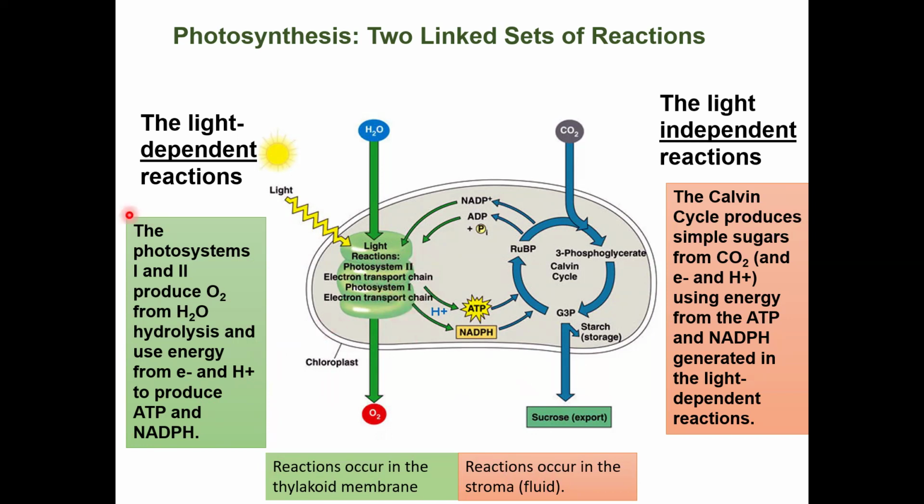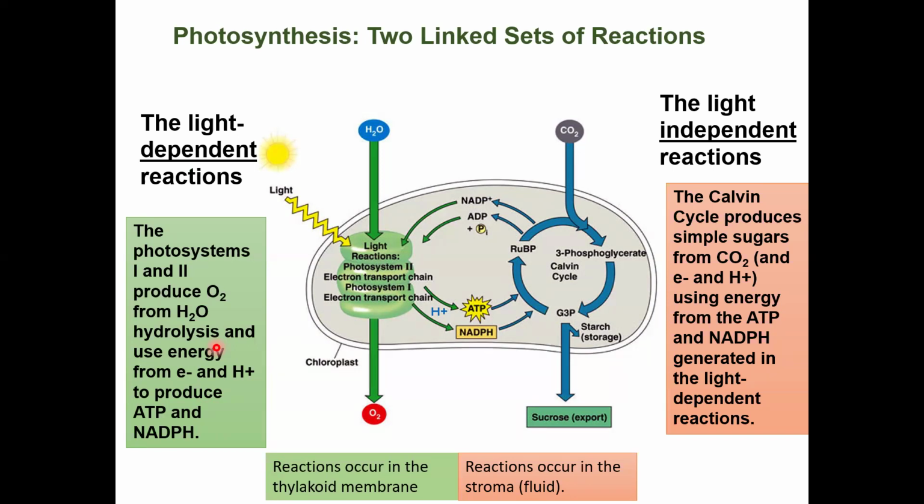So within the light-dependent reactions, what we see is there are two photosystems that allow the production of oxygen from H2O, water hydrolysis, and use the energy from the electrons and protons to produce the ATP and the electron carriers that we have.